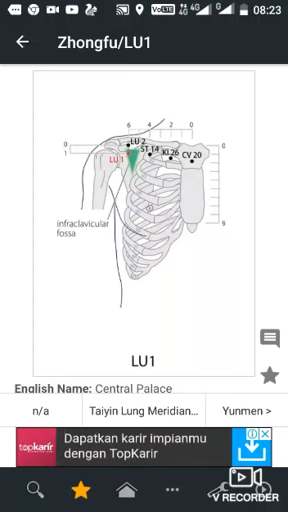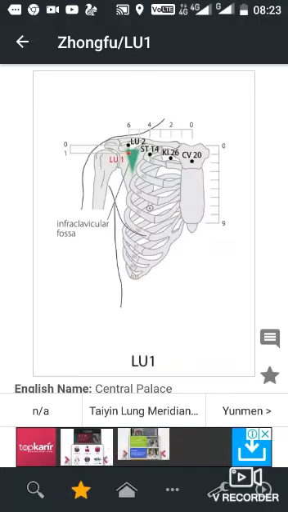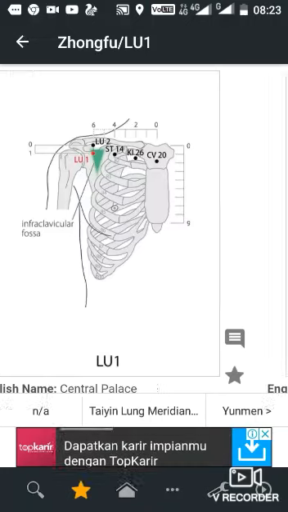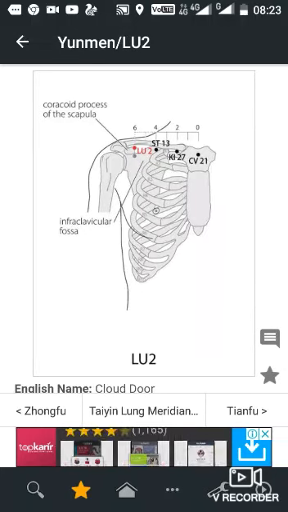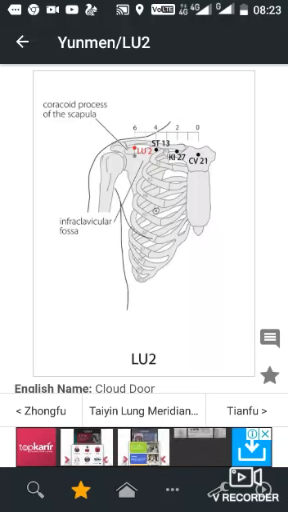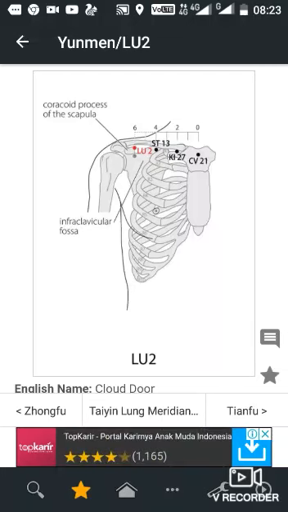Lung meridian, LU. Lu 1, location. 6 cun lateral to the anterior midline, level with the intercostal space below the 1st rib. Lu 2, location. On the latero-superior aspect of the chest, superior to the coracoid process of the scapula, in the depression of the infraclavicular fossa, 6 cun lateral to the anterior median line.